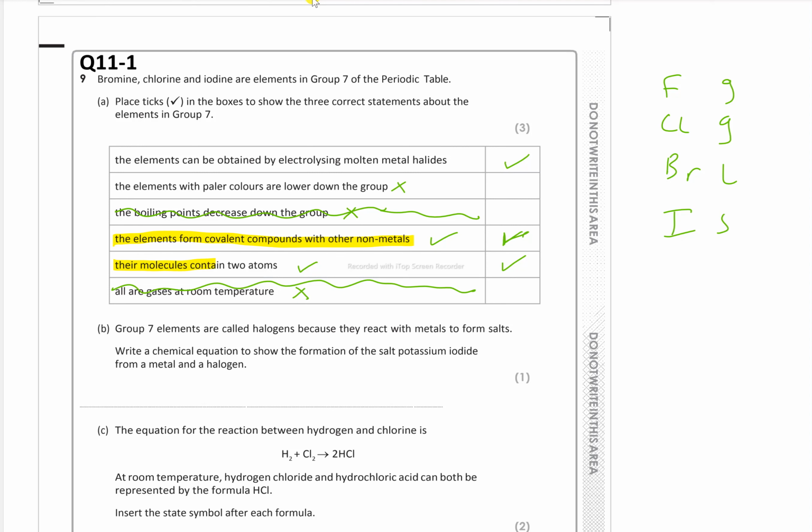The elements with paler colors are lower down the group, but I know that I learned the colors as: greedy red brown fox wearing an orange high vis jacket jumping over a grey fence chasing a purple chicken. Purple, and that is orange. So this is for vapor and this is for vapor. We've discussed this before, so I know that they're not, so we eliminated that one.